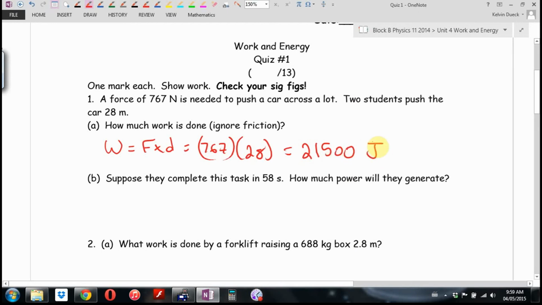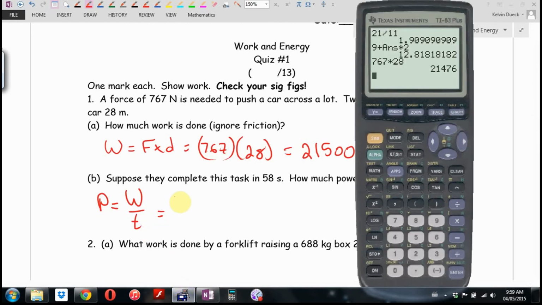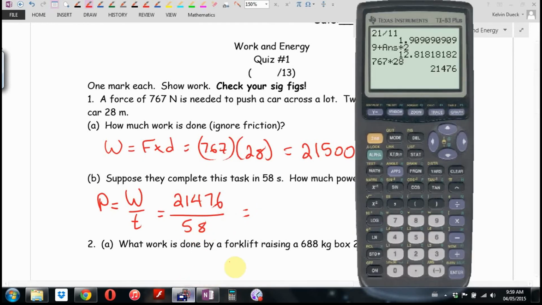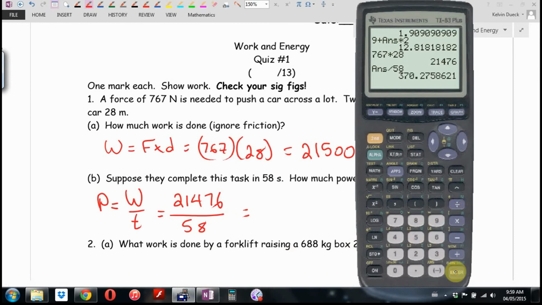Okay. Suppose they complete this task, 1 mark. Suppose they complete this task in 58 seconds. How much power? Well, power is work over time. So it's going to be 21,476 divided by 58 seconds. 370 watts of power.